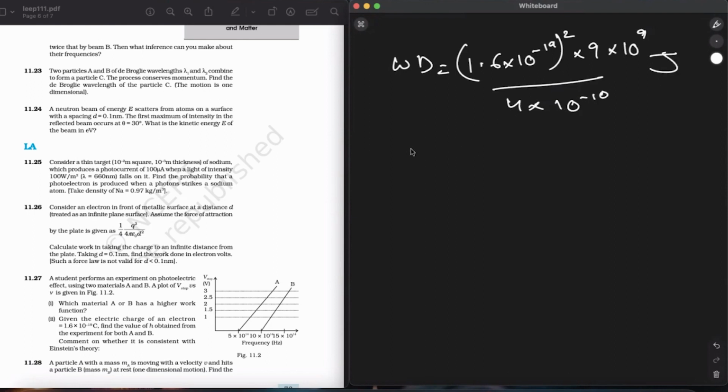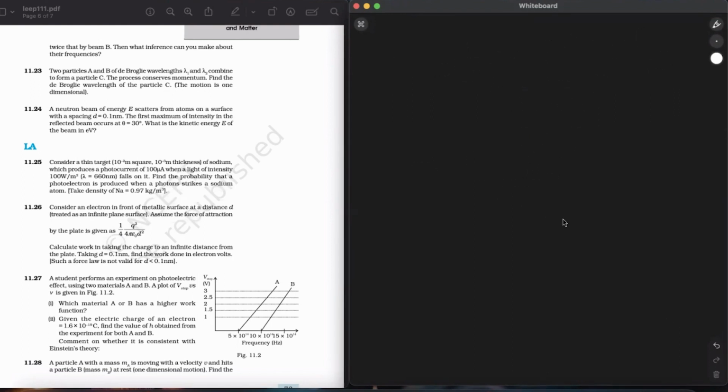So we will solve this in reverse. We will separate out 1.6 into 10 raised to the power of minus 19 and solve, so the answer will come in electron volts. So it will be 9 into 1.6, and that gives 3.6 electron volt as the answer for this question. Okay, it was simple integration, nothing scary in it. Now question number 27.